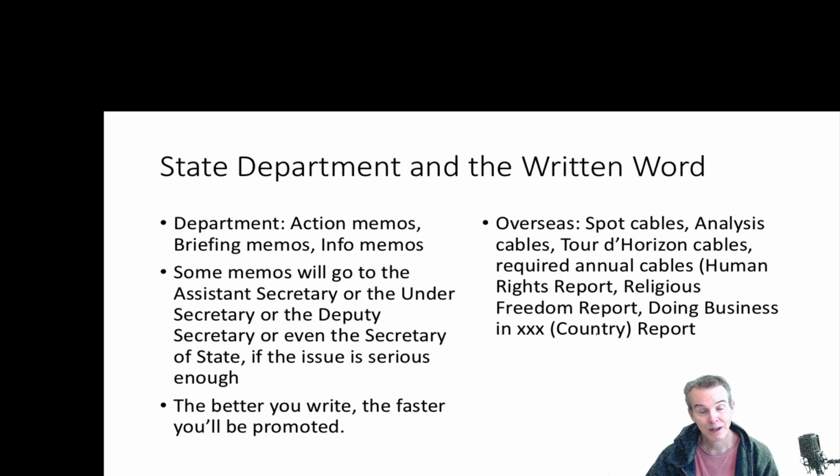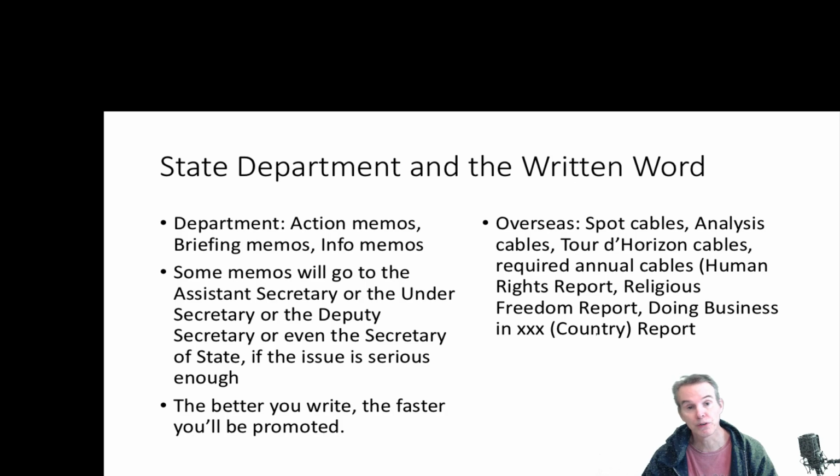You'll be writing reports for the Assistant Secretary, the Undersecretaries, the Deputy Secretary, and even the Secretary of State. So it's no small matter. The decisions at the State Department are made through action memos. It's very rare for a decision to be made through a PowerPoint presentation or an oral briefing. Again, I've said this before, the better you write, the faster you will be promoted.